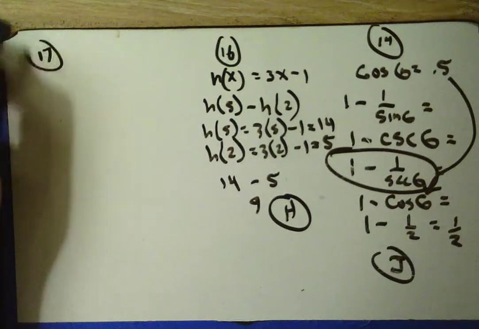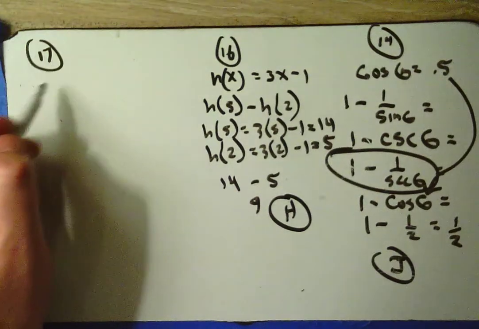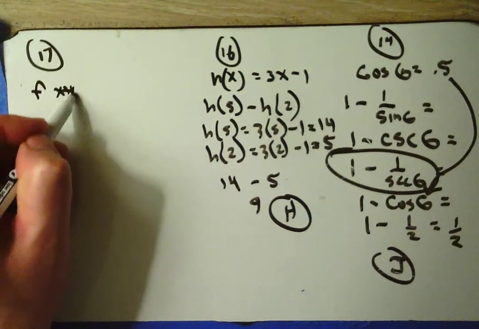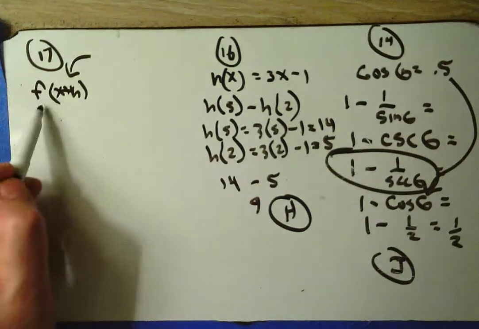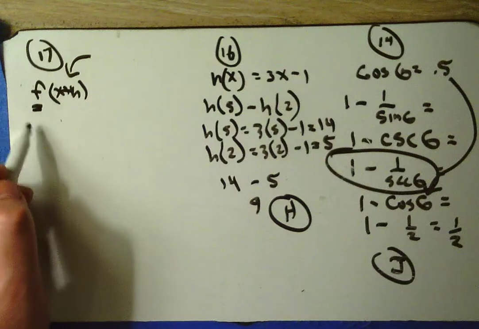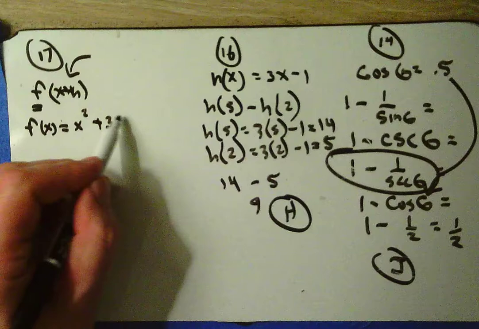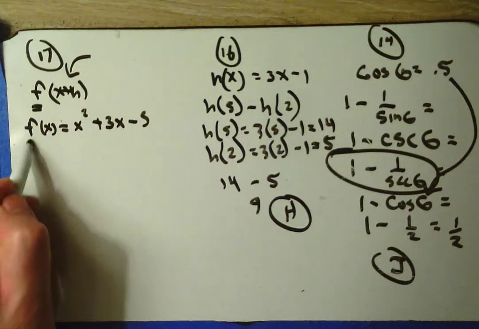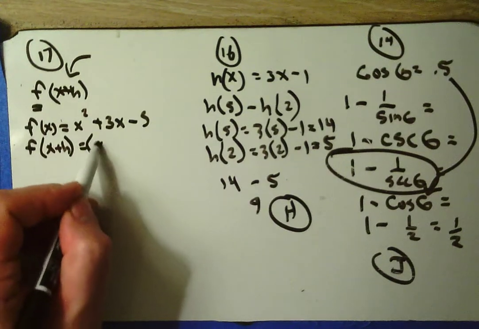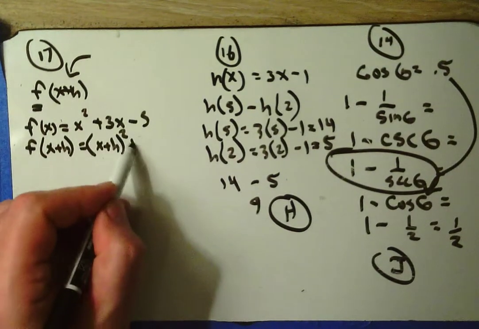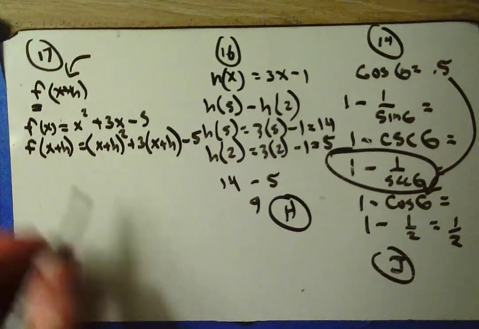17. We're about halfway done now with 17. We're asked to find f of x plus h. Well, that means I'm supposed to plug in x plus h into all the x's of f of x. Here's f of x: f of x equals x squared plus 3x minus 5. And so when I replace all the x's with x plus h's, I'll have (x plus h) squared plus 3 times (x plus h) minus 5.